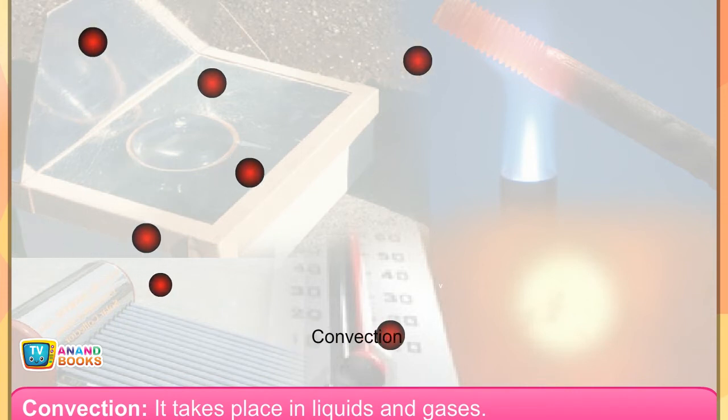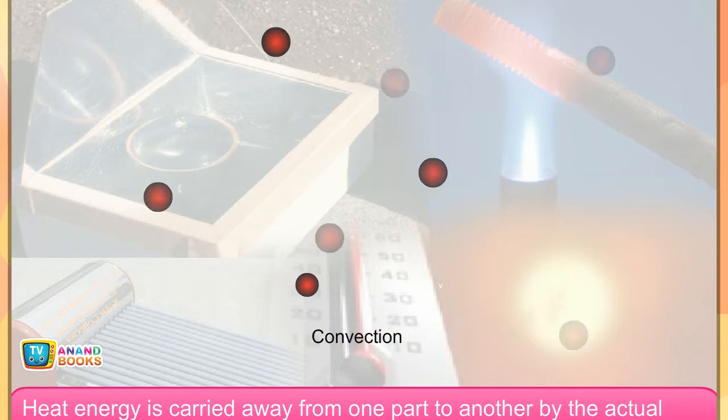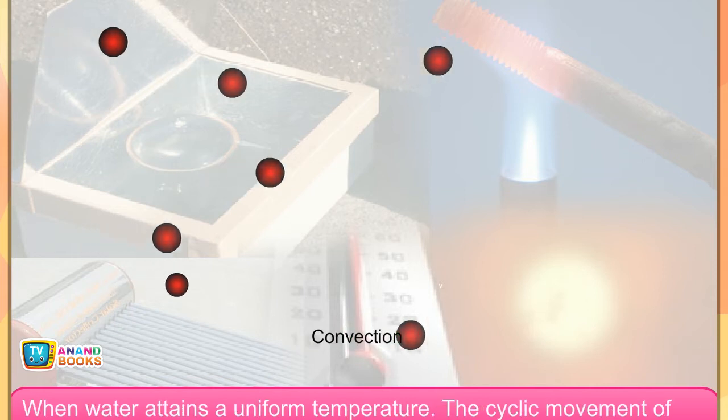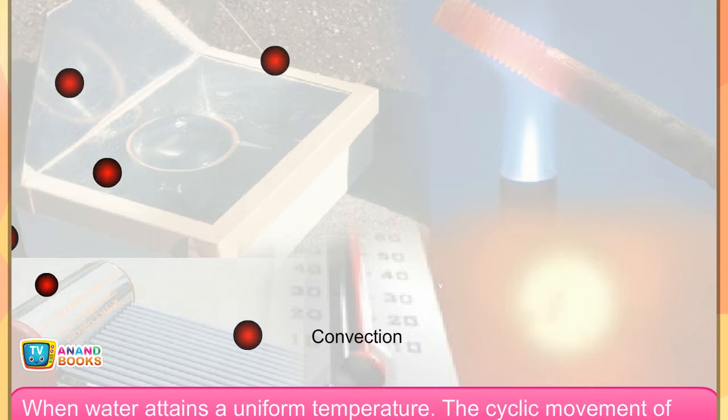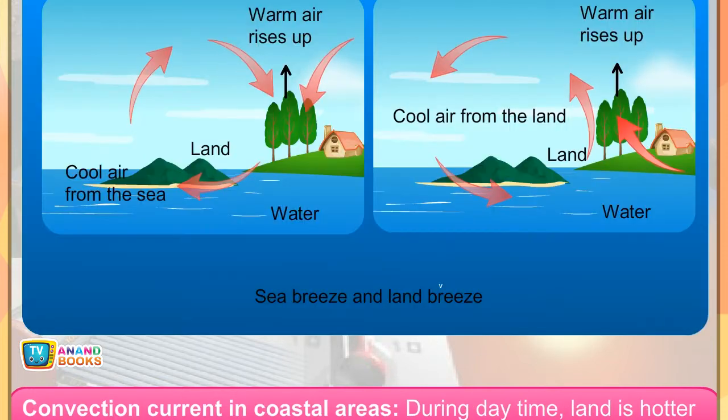Convection. It takes place in liquids and gases. Heat energy is carried away from one part to another by the actual movement of the molecules or the atoms of the medium. When water attains a uniform temperature, the cyclic movement of water during heating is called convection current.